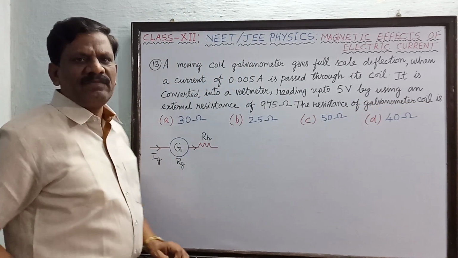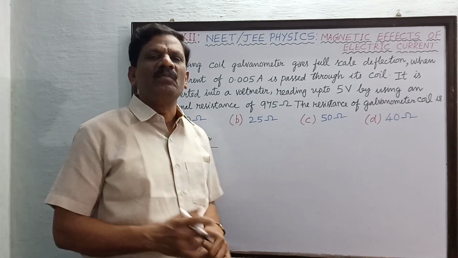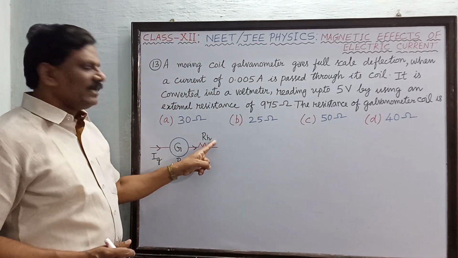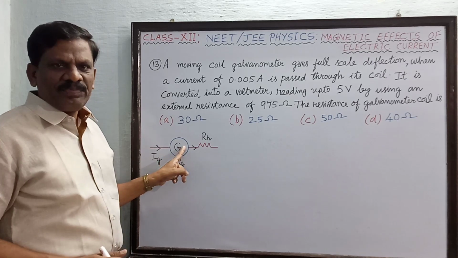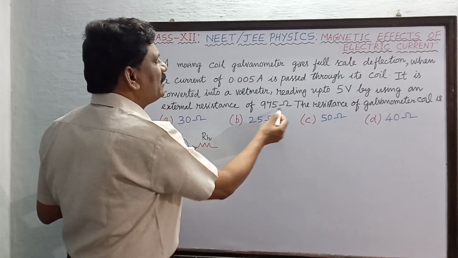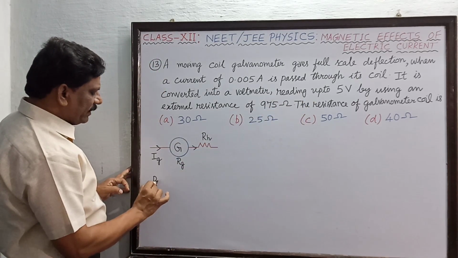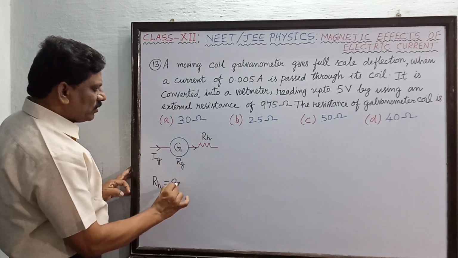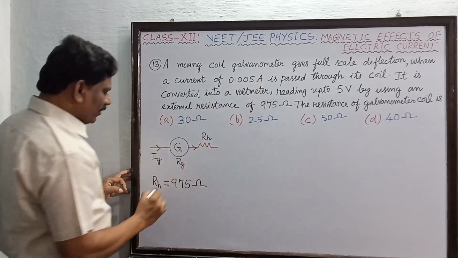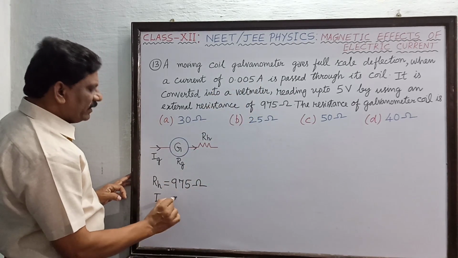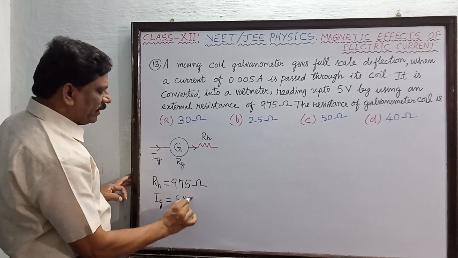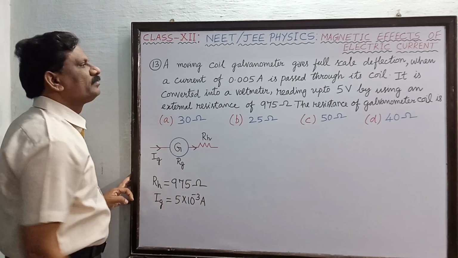Now in the theory class we have already studied how to convert a moving coil galvanometer into a voltmeter. It is converted by connecting a high resistance in series with the galvanometer, called the external resistance, high resistance RH. What is the value given here? RH is equal to 975 ohm, and the current flowing through the coil of the galvanometer is Ig is equal to 0.005. This can be written as 5 into 10 power minus 3 ampere.